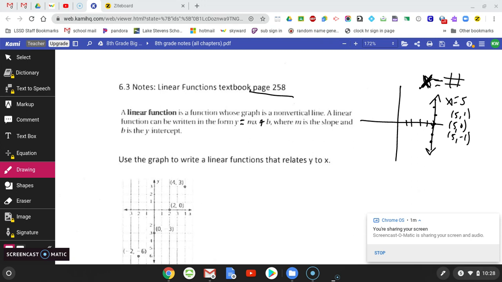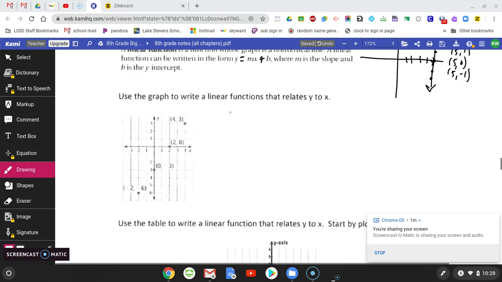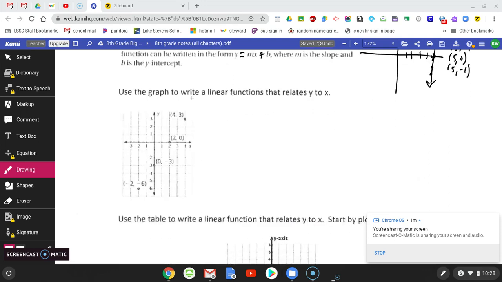We already learned that a function shows that each input only goes to one output, but I've just shown you that the input of 5 goes to 3 different outputs. So we know it can't be a function. So this is still linear, it's just not a linear function. Every single other straight line that you can draw that's not straight up and down is going to be a function though. Okay, so use the graph to write a linear function that relates y to x.